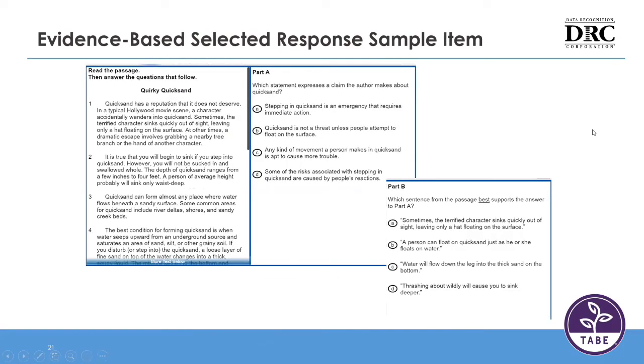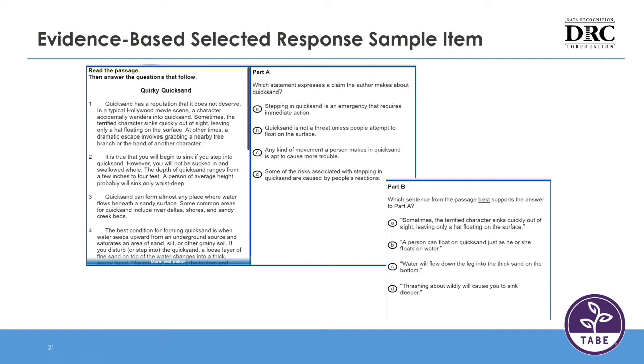In part one, we see the essay on the left-hand side is about quirky quicksand. Then we have part A that says, which statement expresses a claim the author makes about quicksand? Loosely saying, what's the main idea of the essay? Part B then asks, what's the passage from the essay that best supports your answer? So again, you're picking the main idea, and then you're supplying evidence to support your answer, raising the depth of knowledge for that type of question.